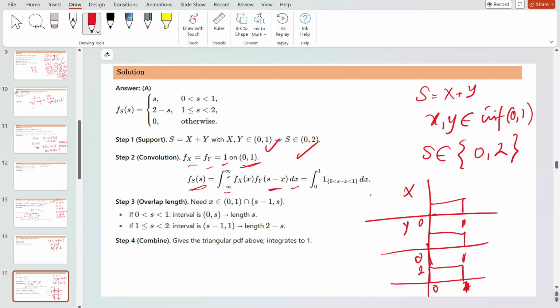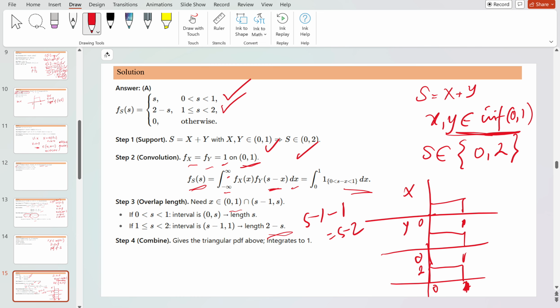It will simply equal the integral from 0 to 1 dx, and the overlapping length is what matters. X belongs to 0 to 1 from the definition itself, and we take the intersection with the interval from s minus 1 to s. When you solve it, if S is between 0 to 1, it is simply equal to S, so the interval will be 0 to s. And when S is between 1 to 2, the interval is from s minus 1 to 1, and the length is 1 minus (s minus 1), that is 2 minus s.